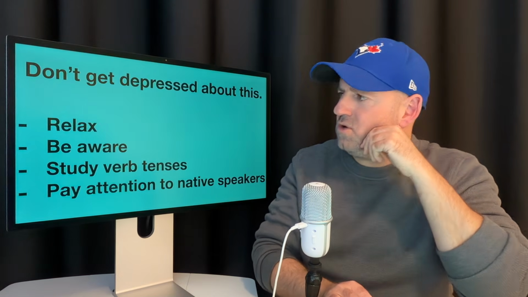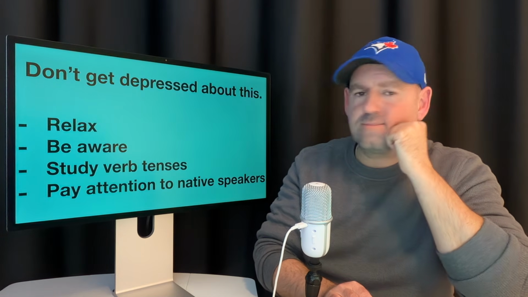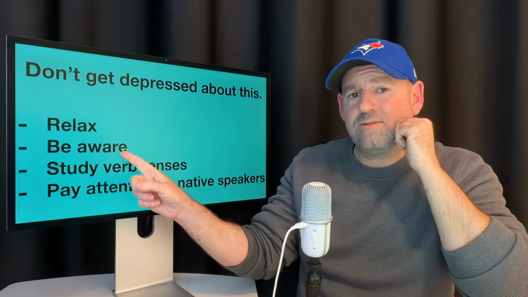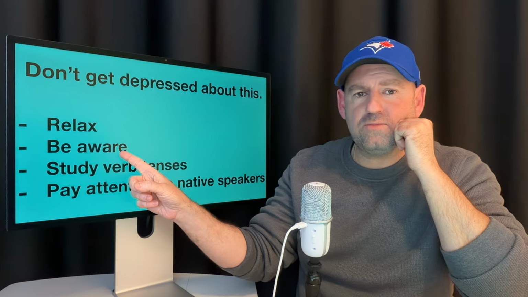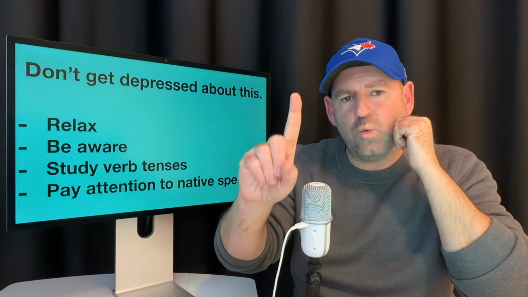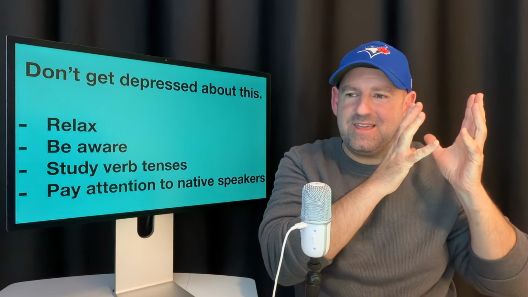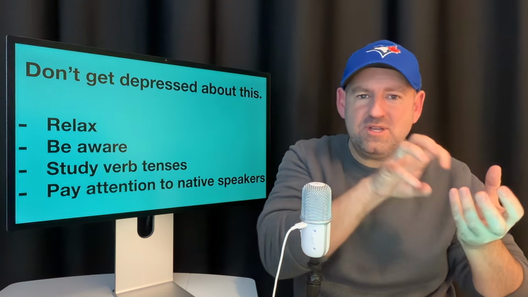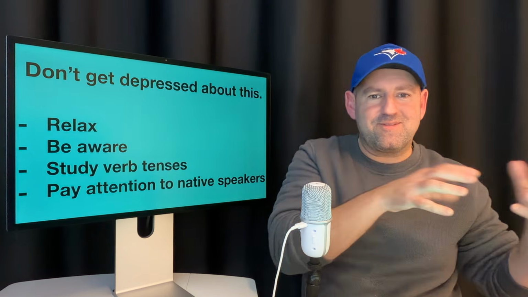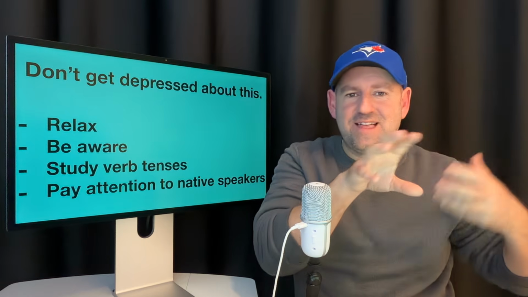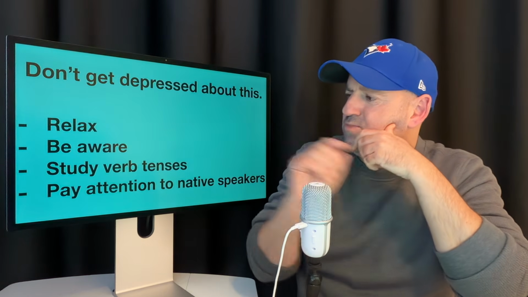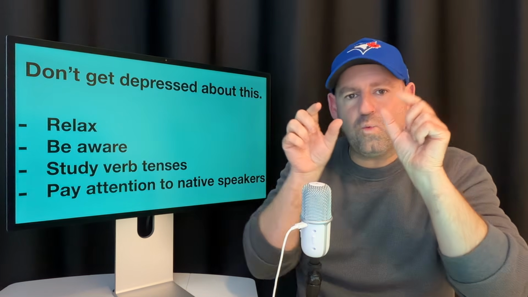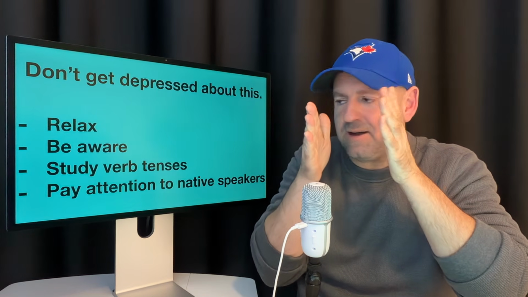But I want to tell you this. Don't get depressed about this. Don't get depressed, guys. Just relax. Be aware that this is happening. Okay, so don't make the mistake that you have to use one verb tense if you're talking about a certain period of time, you know, because you can always maybe zoom in or zoom out, or, you know, verb tenses are a little bit flexible sometimes, right? So just be aware that this is happening. Many verb tenses in one short little period of time.